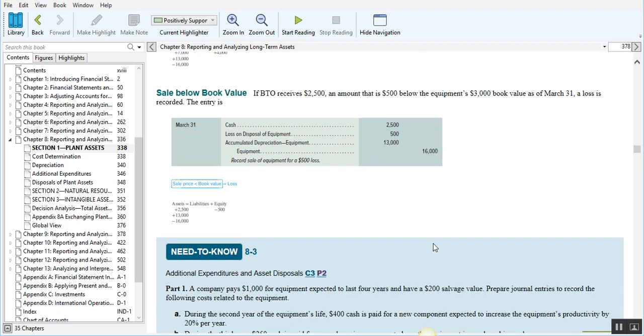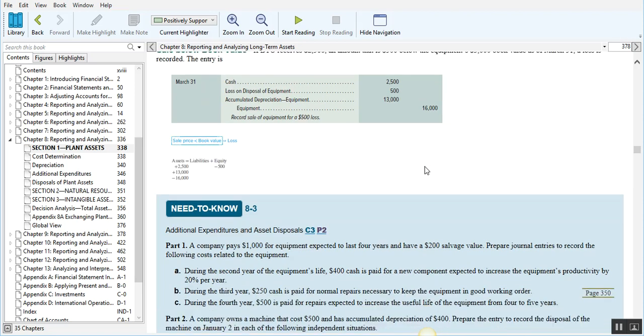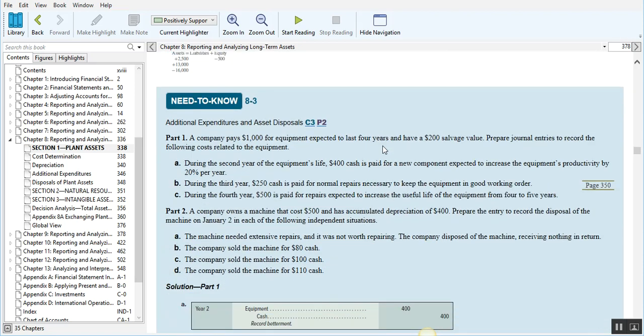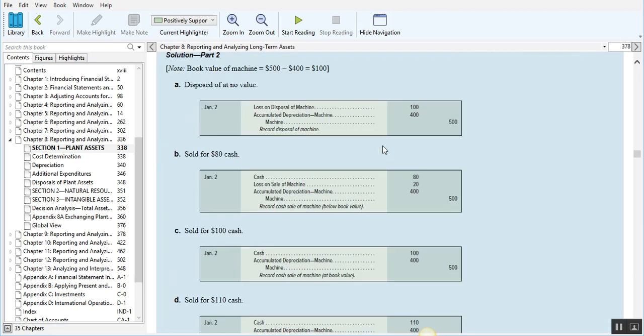If you sell it below the book value, you're going to have a loss. So the loss would look like this. You receive the cash, which is less than book value. We have a loss on disposal of $500, which is a debit. We'll debit the accumulated depreciation, and then we'll credit the equipment. Again, that's just removing the equipment and accumulated depreciation, but you have a loss because you sold it for less than the book value, the current book value that you have on the books for it.